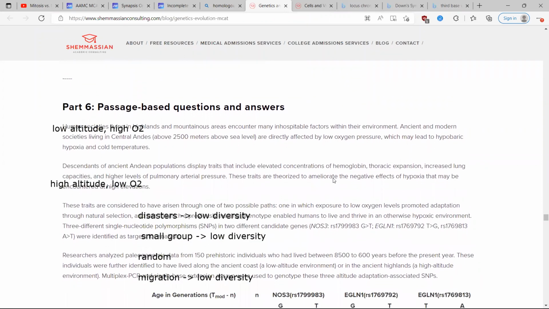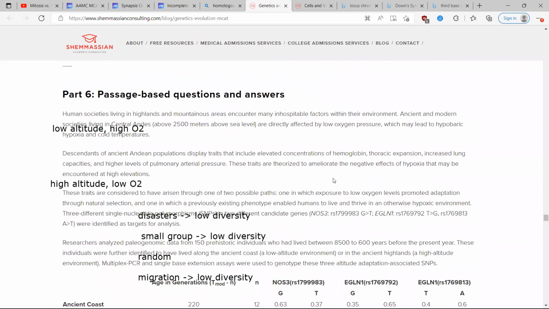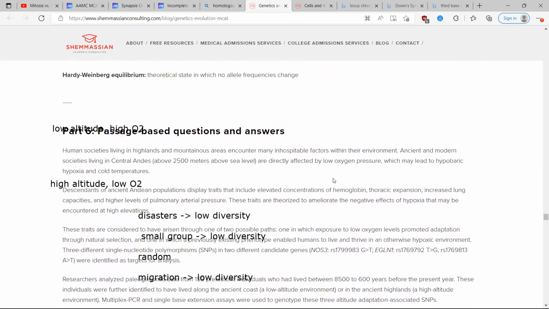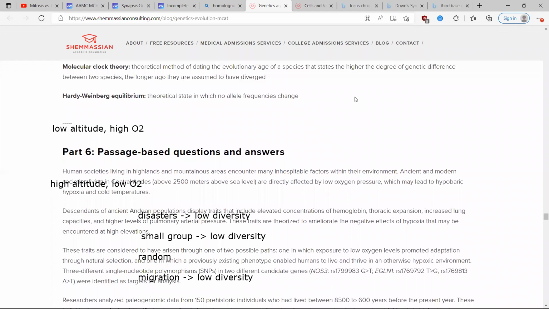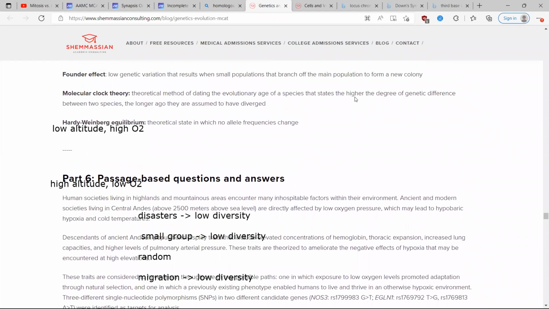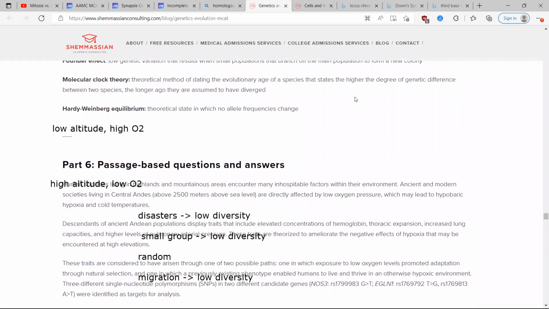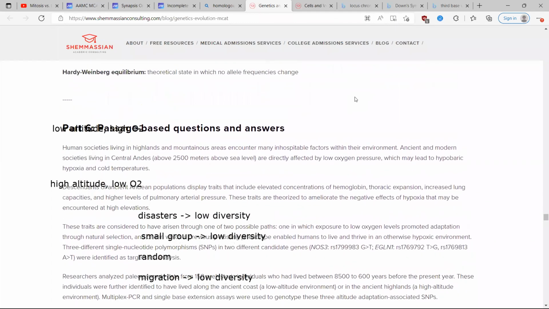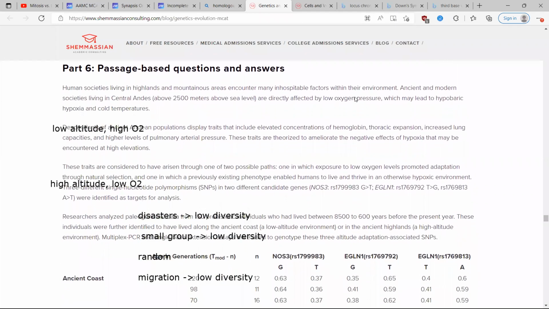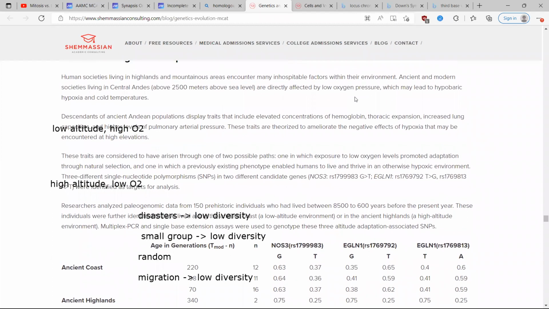But it would be founder or migration if they said that some people went up there from the original group, but I don't remember if they said something like that. Human societies living in highlands and mountain areas encounter many hundreds. Ancient and modern societies living in central island days directly affected by low oxygen pressure. There are two different regions. But for it to be founder effect, one group has to go from one region to another region.